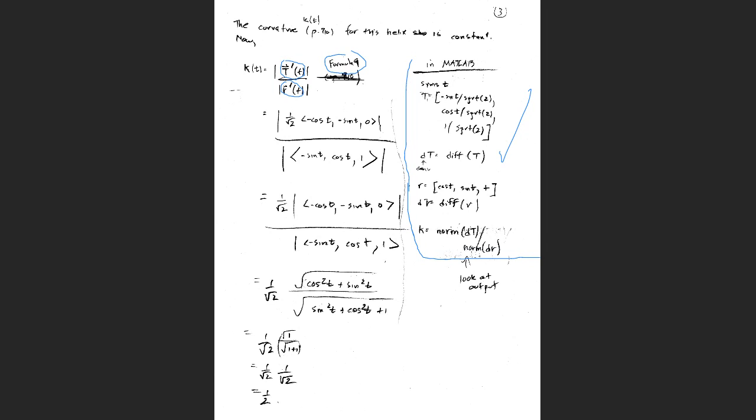And the commands are cool. You've got norms to compute lengths and stuff. But again, you want to be working your problems out by hand, because showing work's important for exams. But it's always good to check your answers. All right, very good. So this helix, it turns out, is going to have constant curvature, and it'll equal a half.